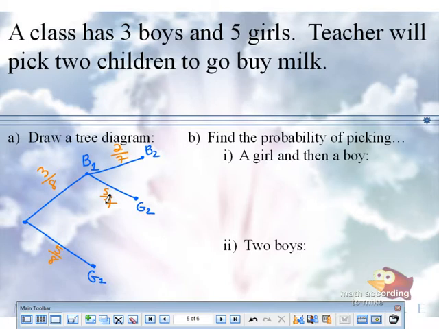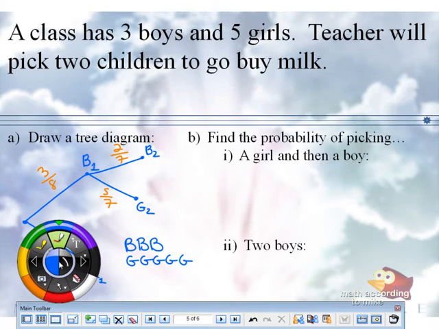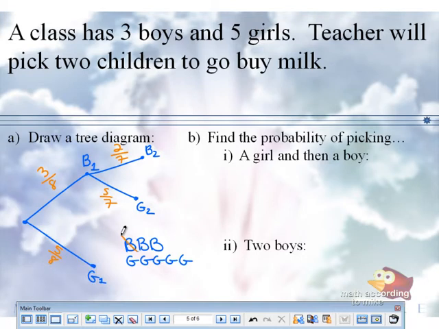Why is it 2 over 7? Sure. So we have 3 boys and 5 girls. Right? So teacher picked a boy first. Now how many boys are left? Out of how many kids total? 7. Is that okay? And then 5 are girls out of 7 kids total.